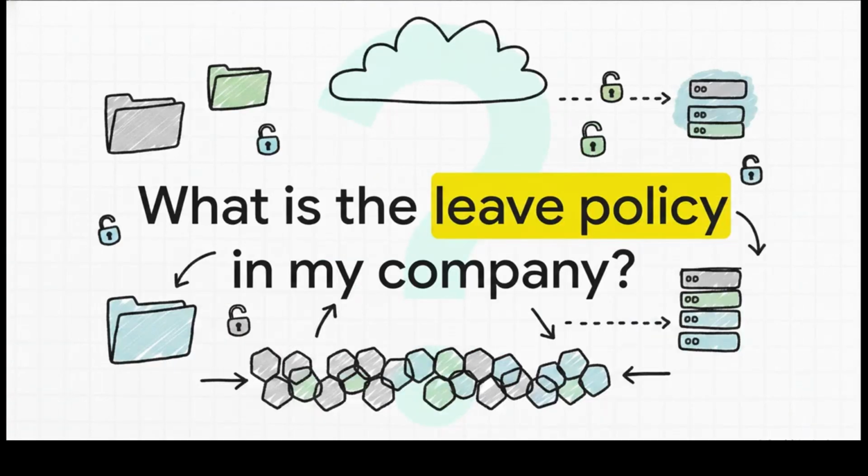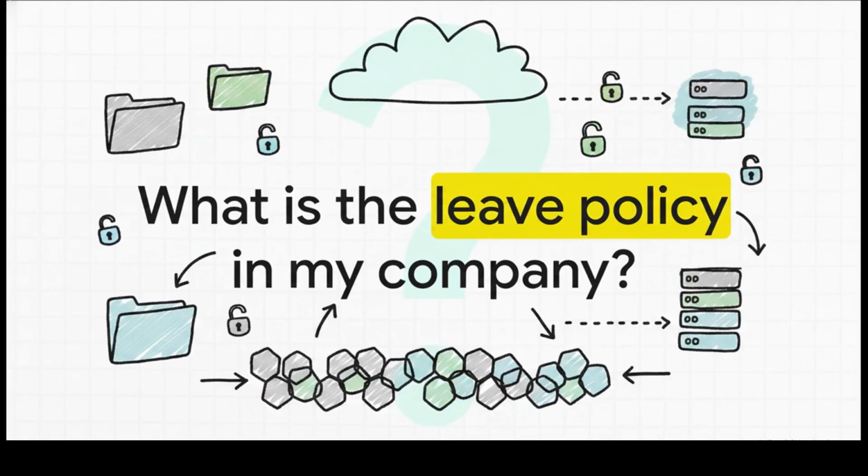I want you to imagine, just for a second, typing this exact prompt into your favorite AI model. What is the leave policy in my company? Now, the AI might be incredibly smart, but how could it possibly know the answer to this? Well, it doesn't. Your company's internal policies, your private databases, your specific customer records, none of that is public. It is locked away. So when you ask a standard AI this question, it hits a literal brick wall.